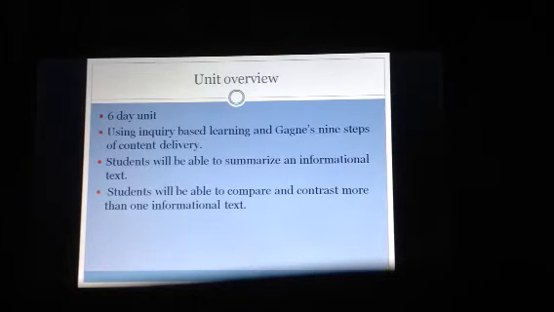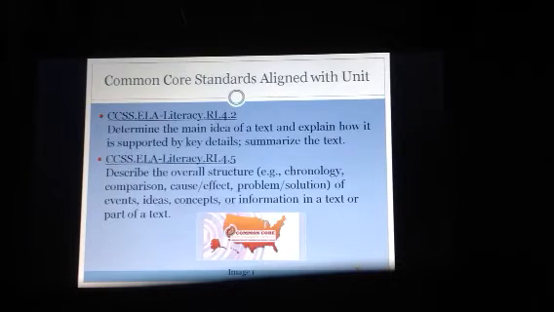A few of the learning objectives that the students are supposed to get are that students will be able to summarize an informational text, and students will also be able to compare and contrast more than one informational text. The 2 learning objectives go along with the Common Core standards.